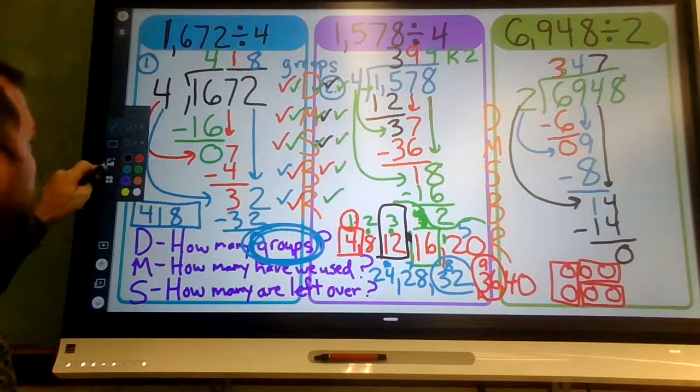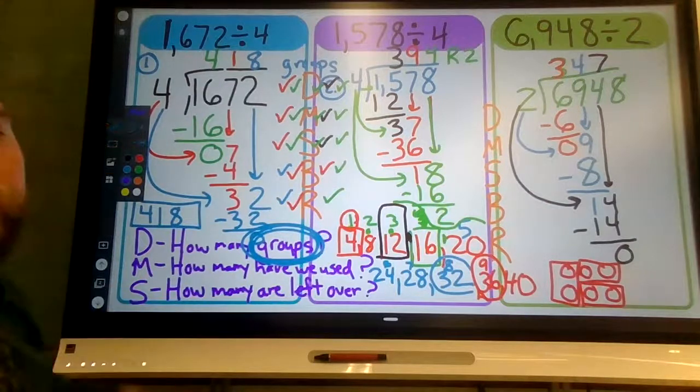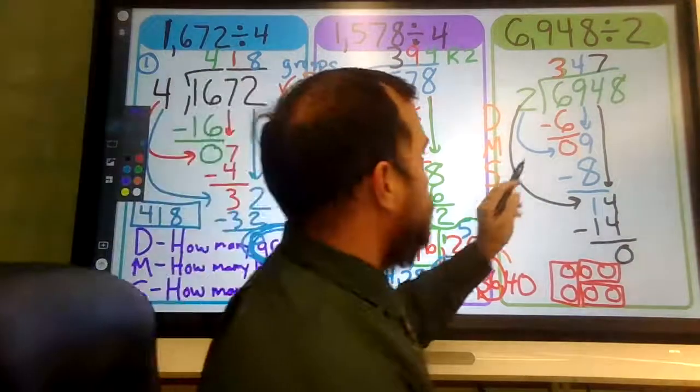Let's try it different. I'll go back to purple. This is White's favorite color. Okay?